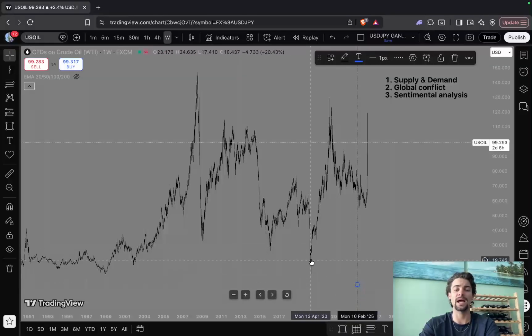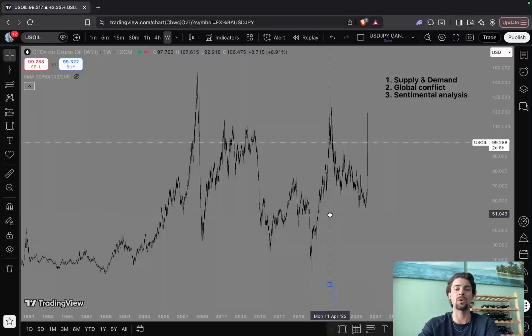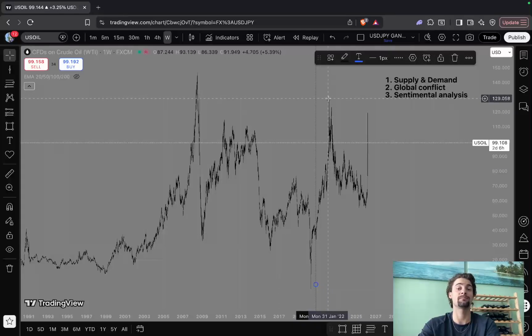COVID, we had a huge spike down because we shut down the entire world. Then we reopened the world and everybody started traveling, spending money, working, all of that. Prices shot all the way back up to a high of 130 a barrel. The reason was inflation. There was so much spending, so much demand, that prices went up because supply was constricted. Does that make sense? Prices went all the way up to 133 in March of 2022.